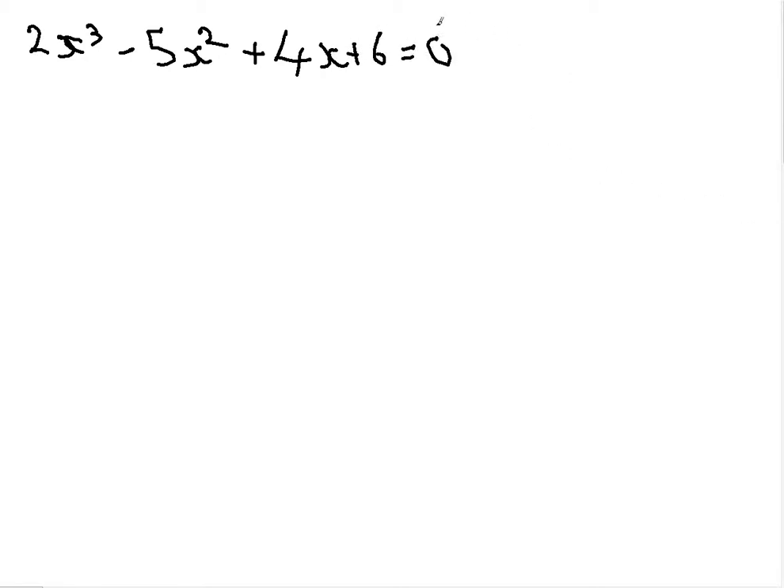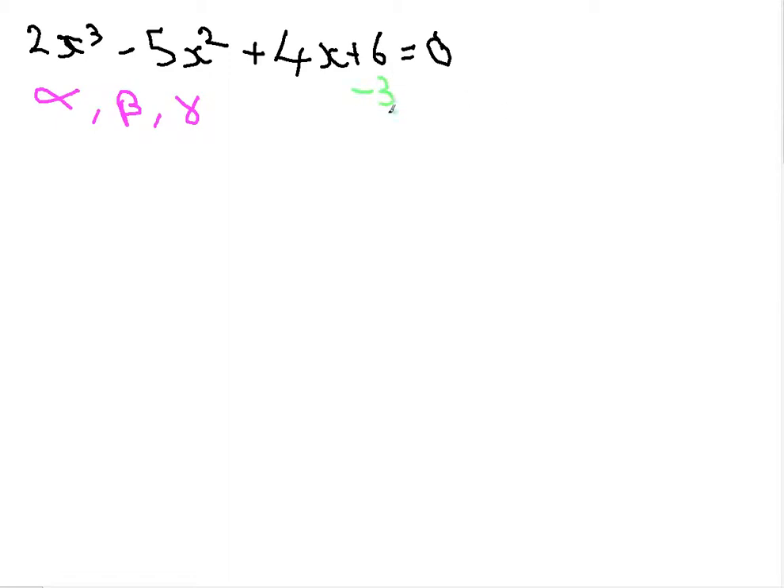We'll start off with 2x cubed minus 5x squared plus 4x plus 6 equals 0. And we're told that this equation has roots alpha, beta and gamma.